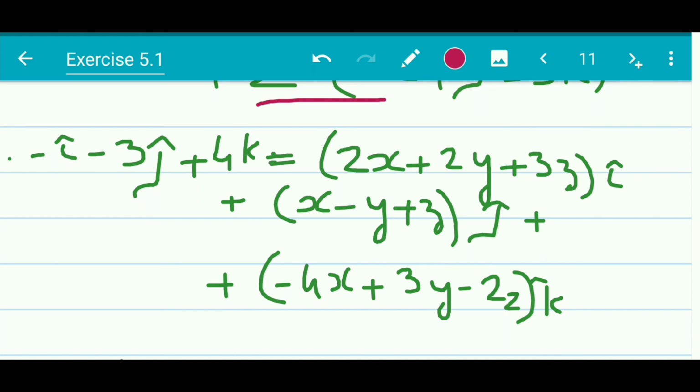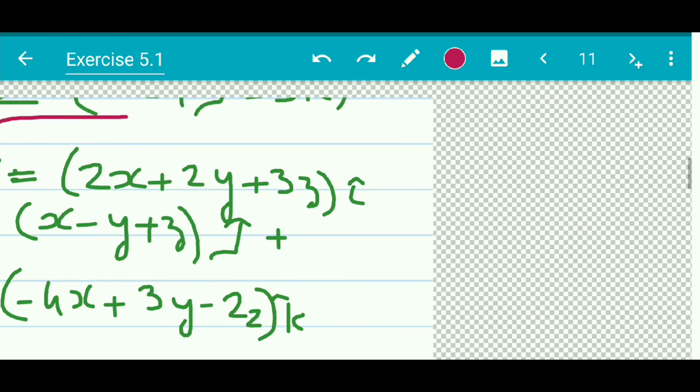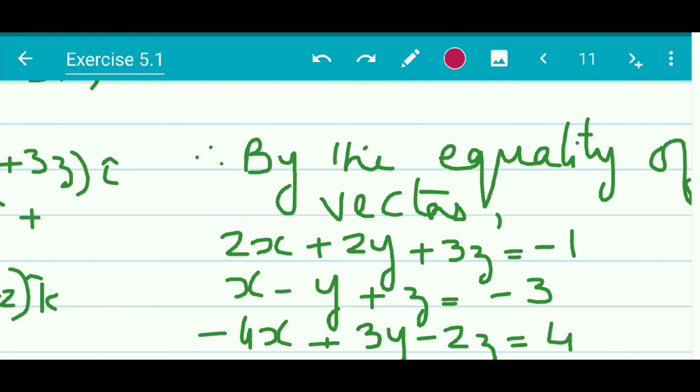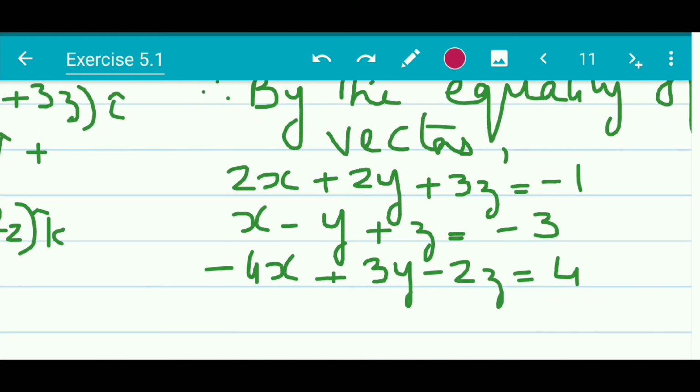Thus, by the equality of vectors, we equate the LHS and the RHS. The i terms, j terms and the k terms on the LHS and the RHS are equated together, and thus we get this particular equation here now. So by the equality of vectors, we get three equations actually. We get 2x plus 2y plus 3z is equal to minus 1. Similarly, x minus y plus z is equal to minus 3 and 4x plus 3y minus 2z is equal to 4.